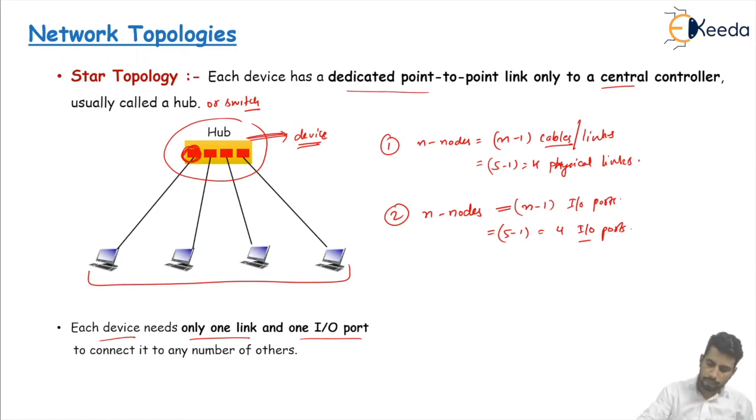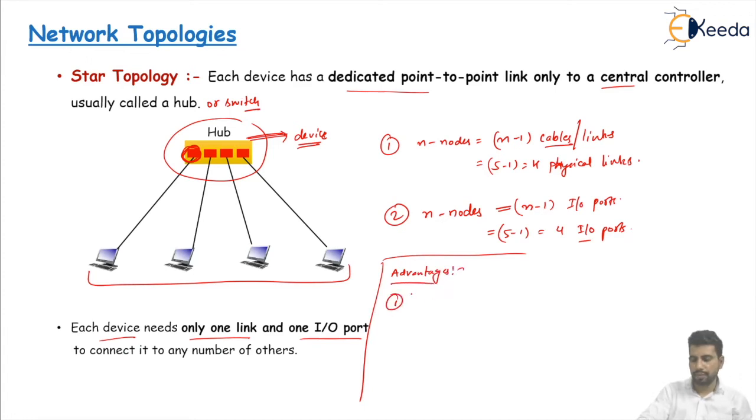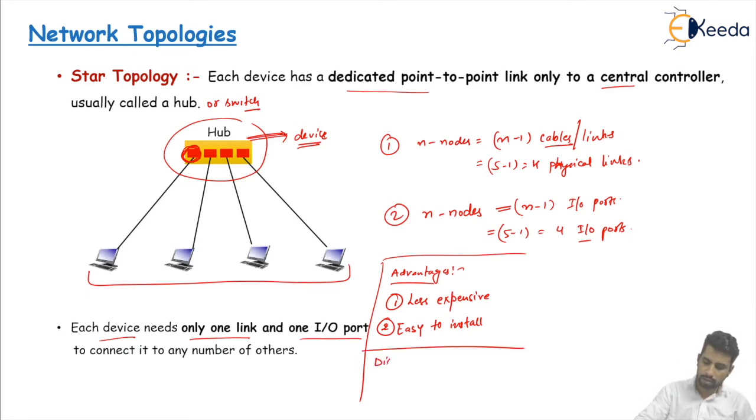Okay, so as compared to the mesh topology, what advantages do you see here? The first advantage is that it is less expensive, because fewer cables are required as compared to the mesh topology. The second advantage is that it is easy to install, meaning just connect a cable and a port to the central controller and your device becomes part of the network. With this we also have some disadvantages.